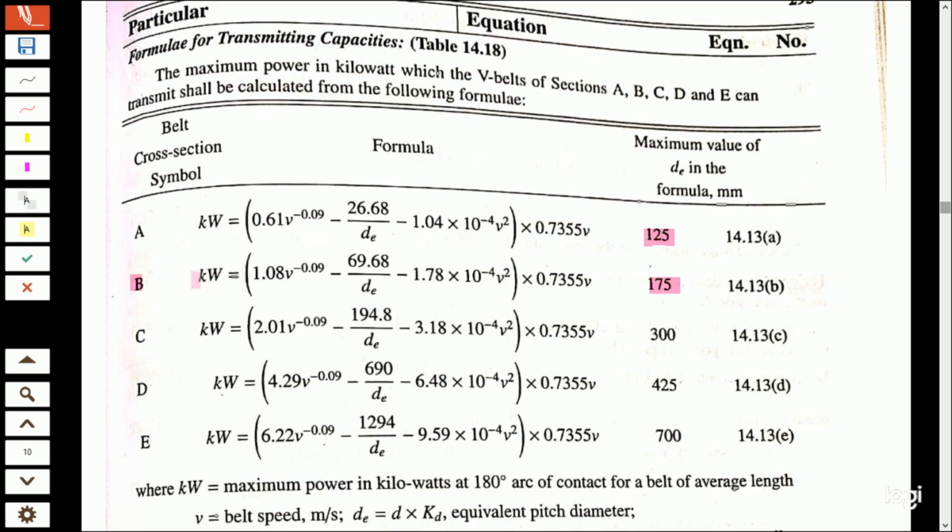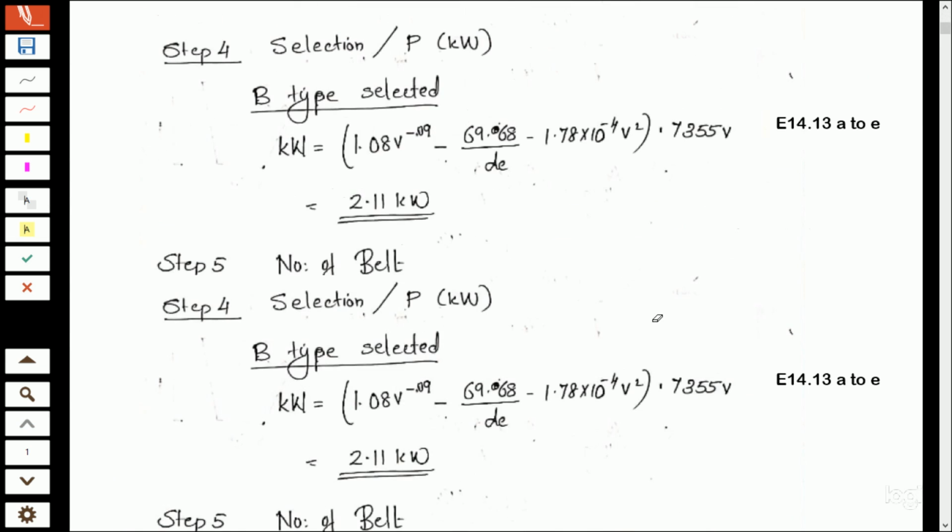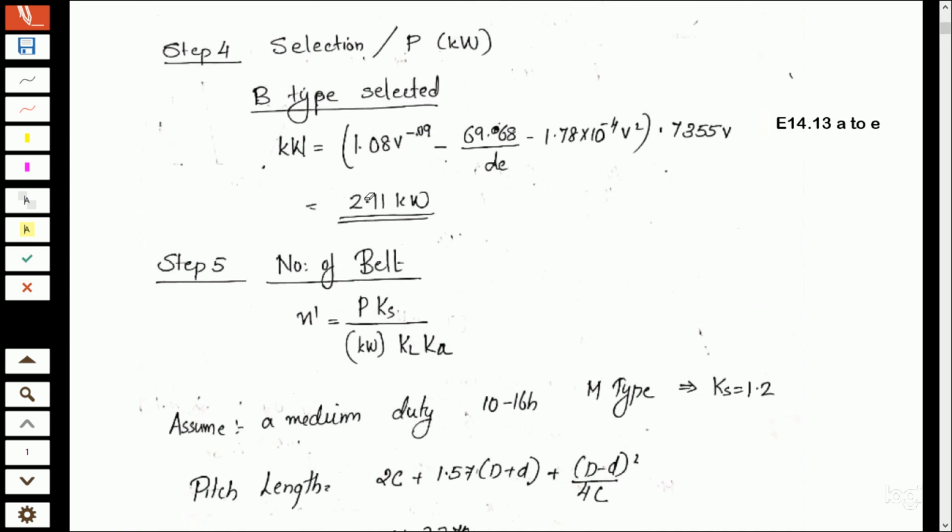So we will go for the equation of B for the calculation. This is the equation we are going to use for the calculation of power. I think that is clear. Now let us go back to the problem and see what is done over there. We have selected this particular equation and upon substitution we got the value of the power rating as 2.11 kilowatt.